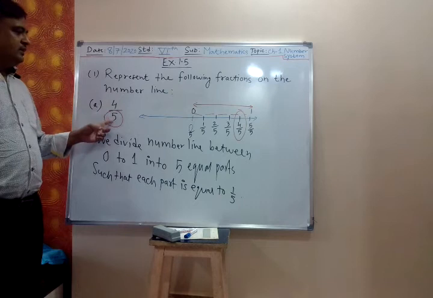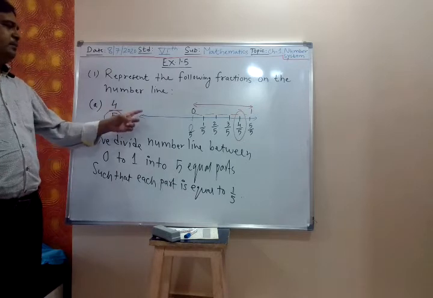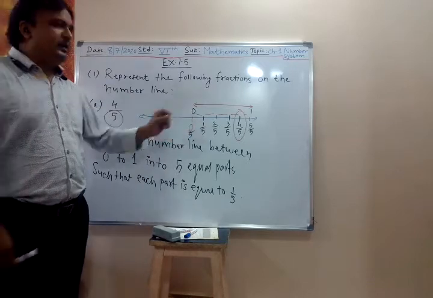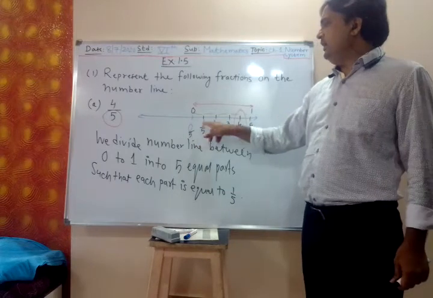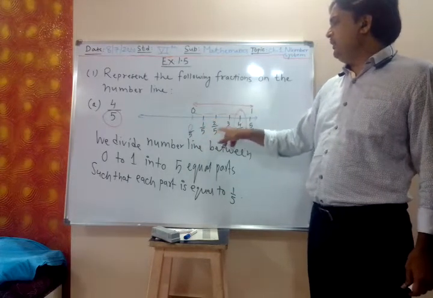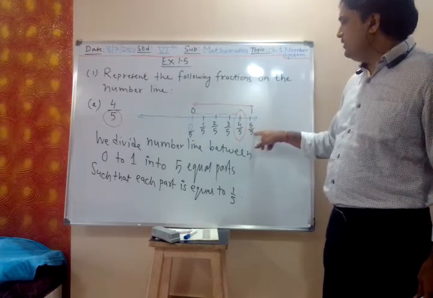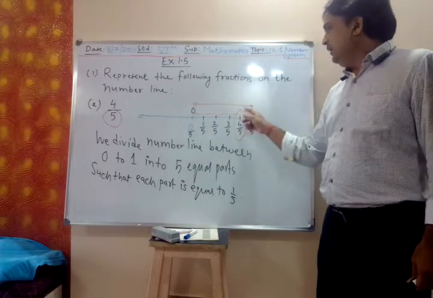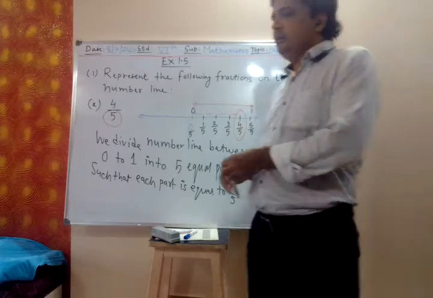4 upon 5 is a fraction. We divide the number between 0 to 1 into 5 equal parts. So first 0 I can write 0 upon 5, then 1 upon 5, 2 upon 5, 3 upon 5, 4 upon 5, 5 upon 5, numerator and denominator are same, it becomes 1. So there are 5 equal parts and this fourth part is 4 upon 5.